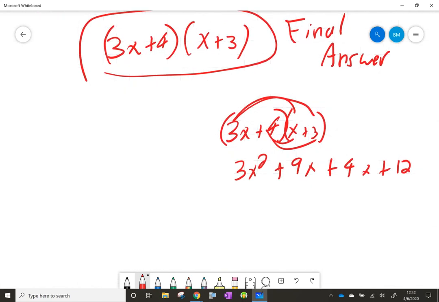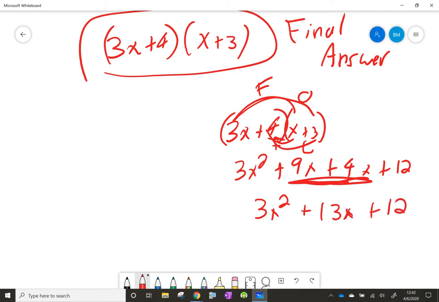If you multiplied, FOIL, first term, outer term, inner term, and last term, you get this. When you combine these two in the middle, you get 13x. So we have 3x squared plus 9x plus 4x, and 9 plus 4 is 13, so 13x plus 12, which is what we started with.